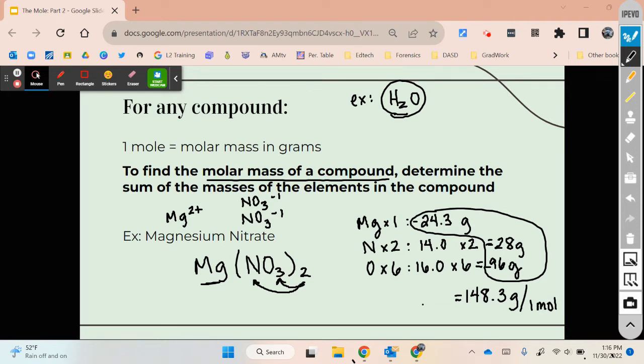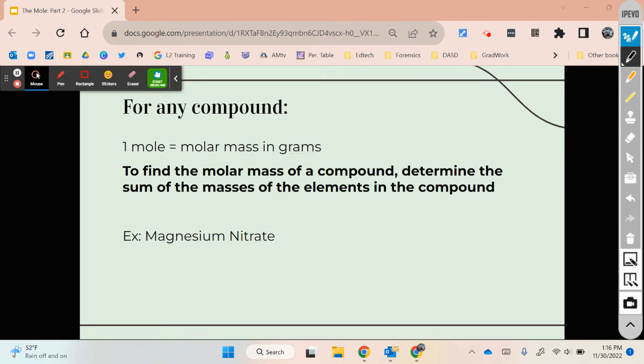Okay? So when I'm trying to figure out molar mass of a compound, I need to do this step. I need to figure out what the formula is here, and then I need to add up all of the things that are involved in that formula. So let's try some sample problems of that.